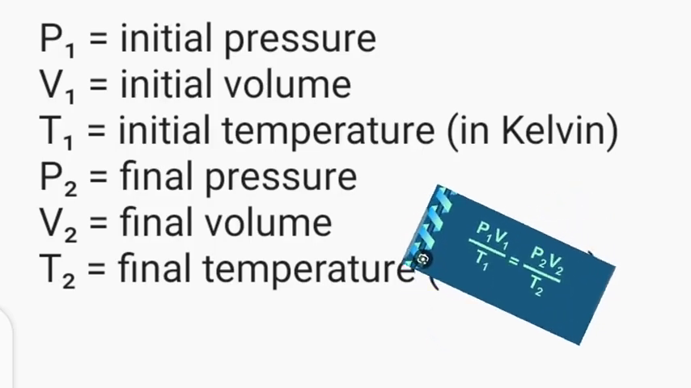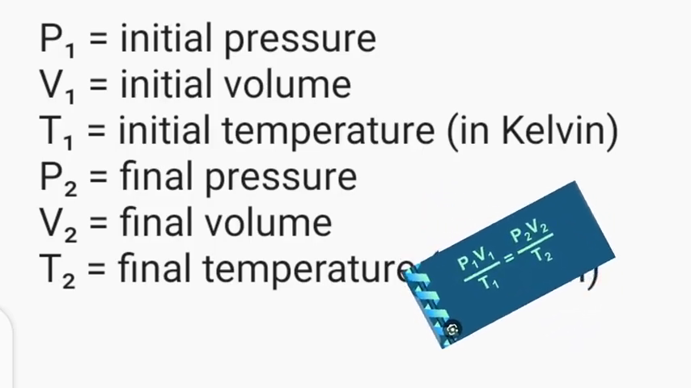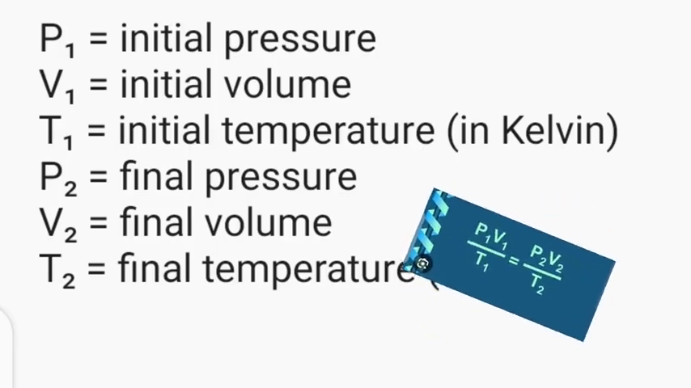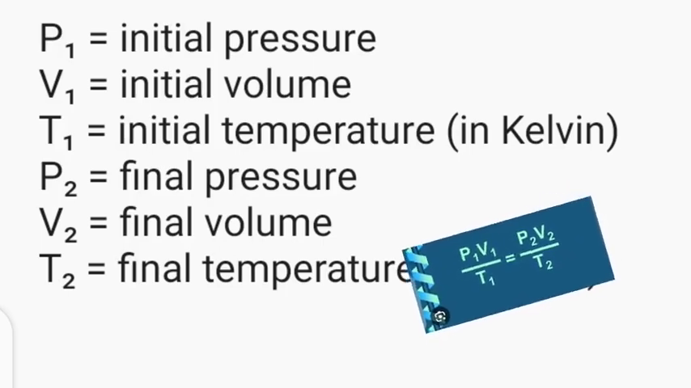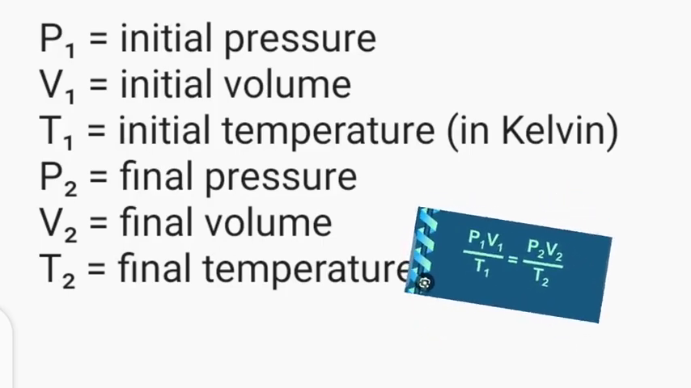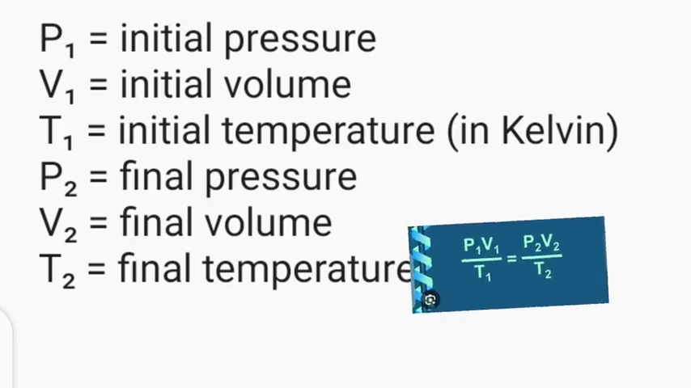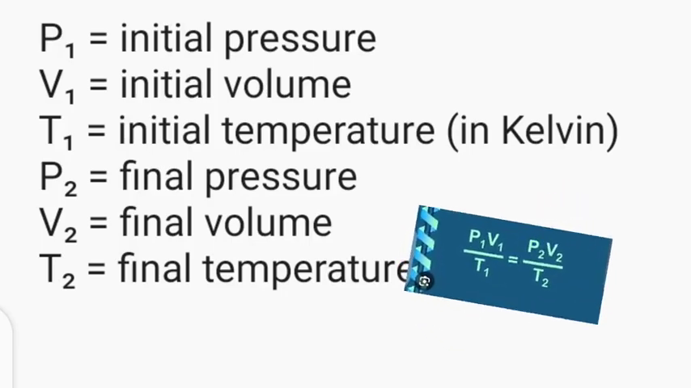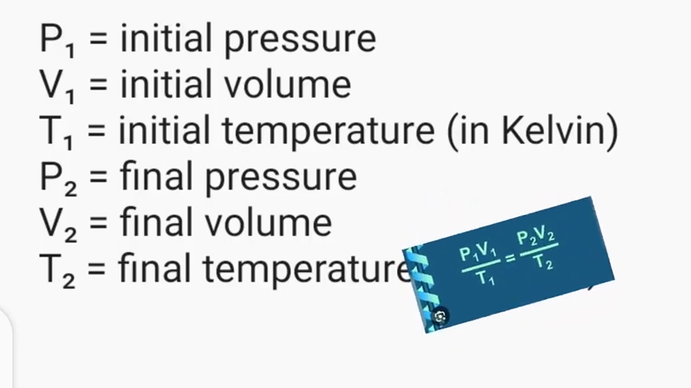Now, STP means what? Standard temperature and pressure. The standard temperature there is 0 degrees Celsius. If I convert 0 degrees Celsius to Kelvin, that's 0 plus 273, that's 273 Kelvin. That is the standard temperature. And the standard pressure is what? 760 mmHg or 1 atm.